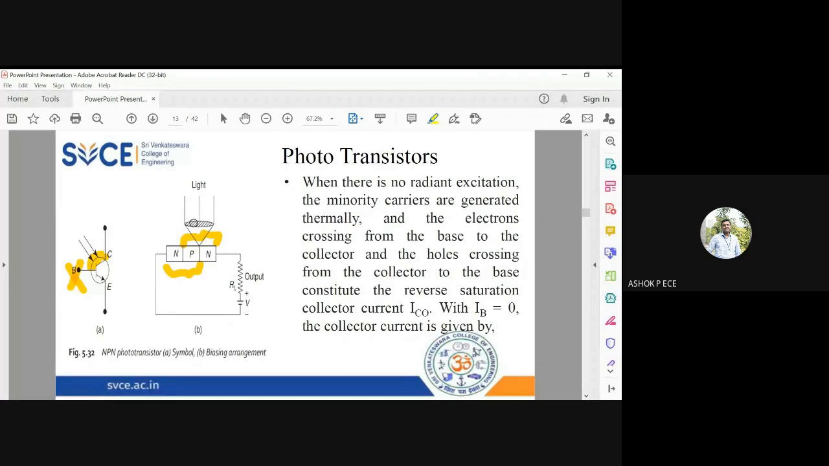The same way, you will be using a lens to focus the light on your collector base junction, which is reverse bias. So even though you have a reverse biased collector base junction, the light is going to produce more charge carriers, which are going to cross the reverse biased junction, leading to production of current. That is the operating principle of phototransistors.